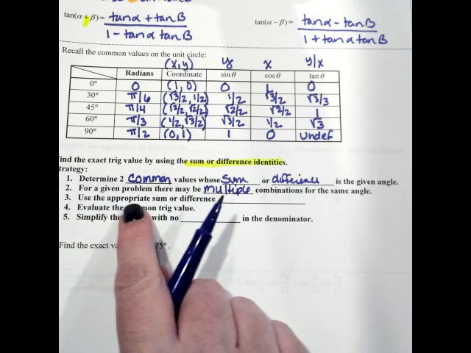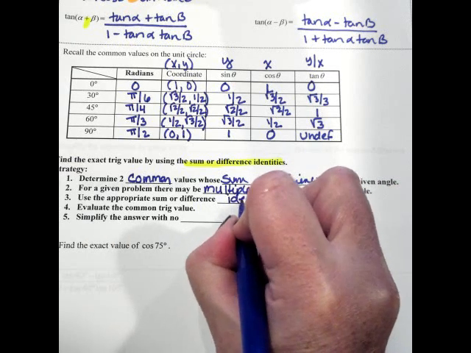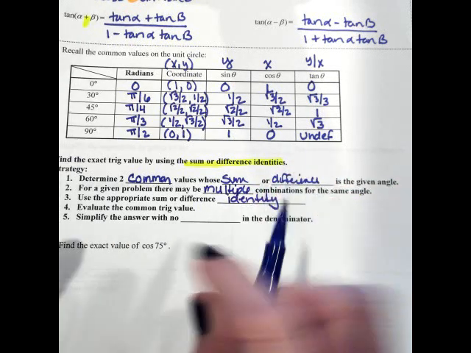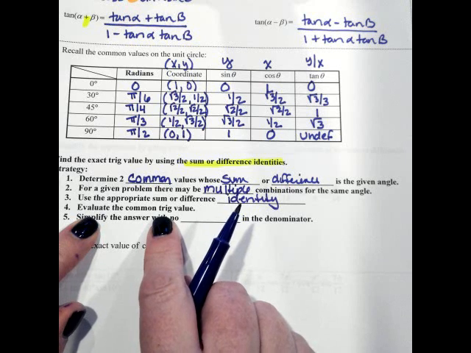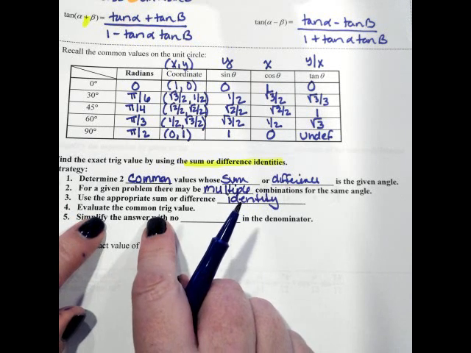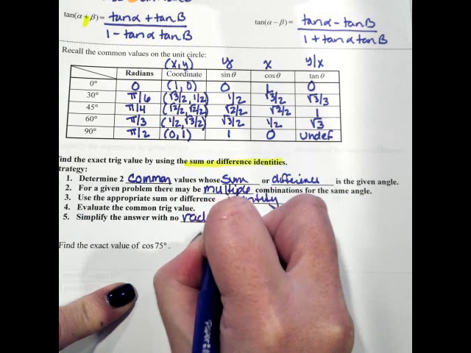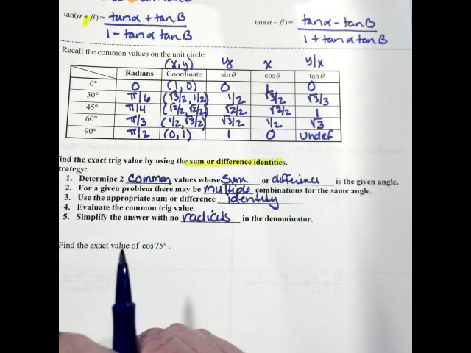And then you're going to use the appropriate sum or difference identity or formula. Evaluate those common trig values, so you should be able to pull those values that you've substituted into the identity off the unit circle. And you want to simplify your answer with no radicals in the denominator.